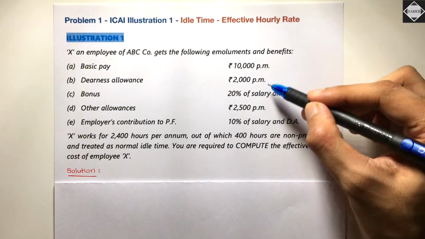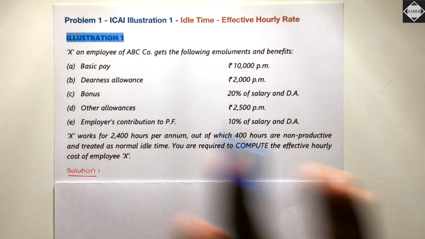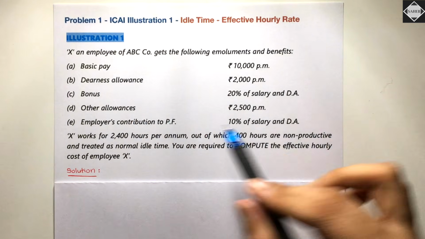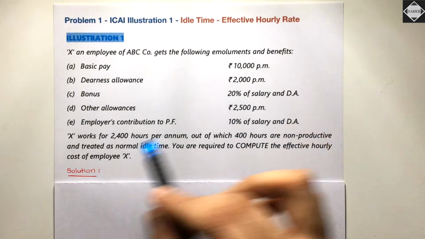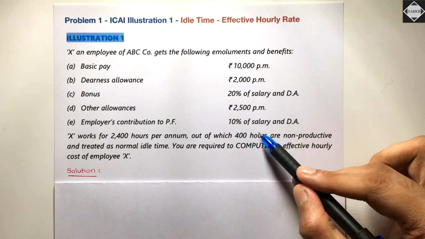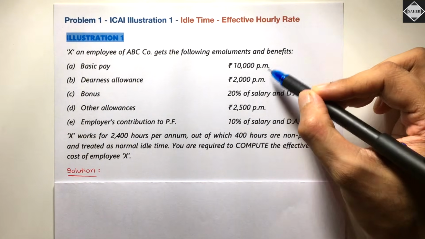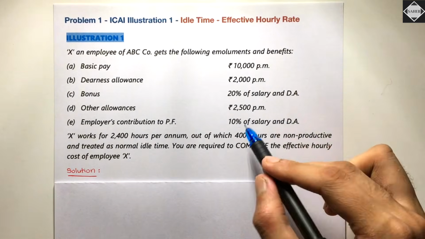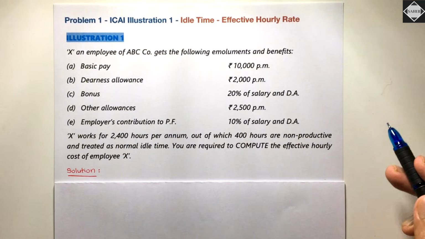It's really simple. Just add these two and take 20%. You will get the bonus. Other allowances are 2,500 per month, and then employer's contribution to provident fund, that's 10% of salary and DA. Again, salary plus DA, take 10% of that, you will get employer's contribution to PF.